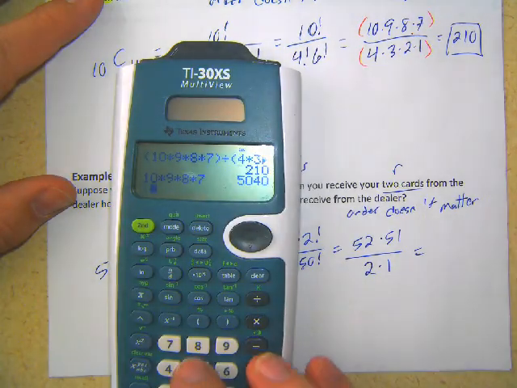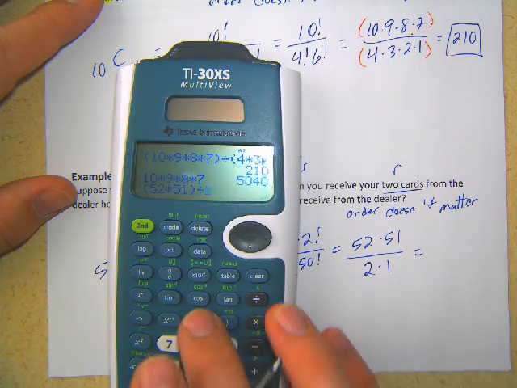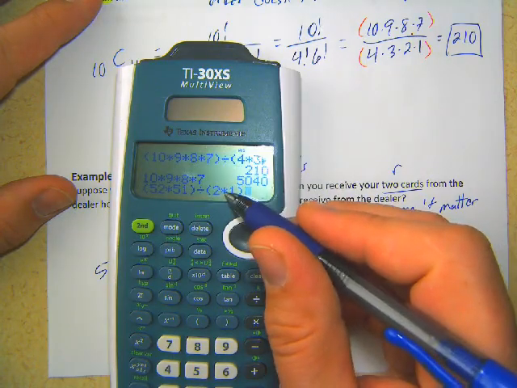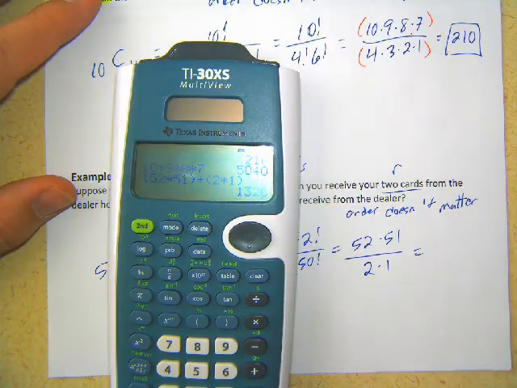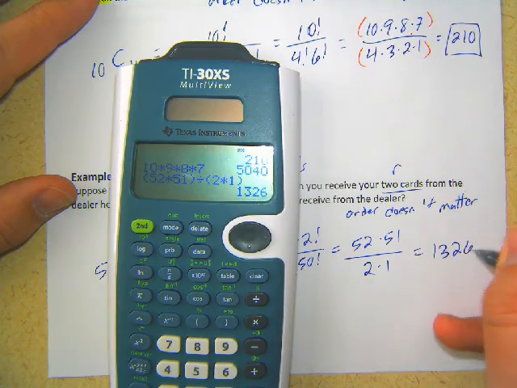So I would multiply that out. Again, I use parentheses on the top, so 52 times 51, close that, divide by 2 times 1. You can actually skip the times 1, because 2 times 1 is just 2. You could just put 2 on the bottom, that's fine. I just typed that as it was. And again, 1,326 possible hands.